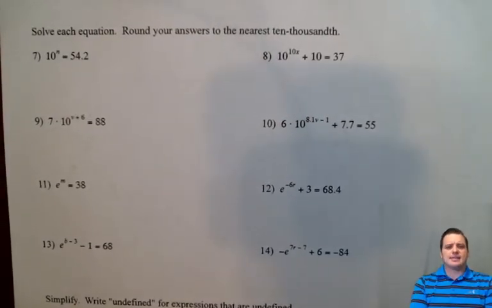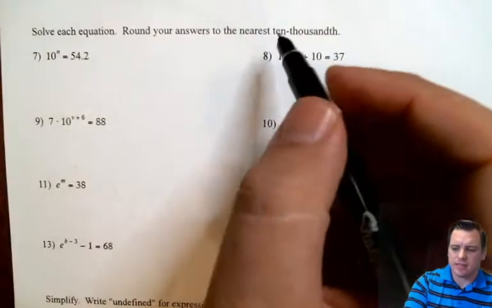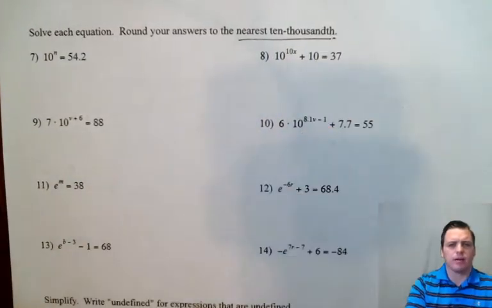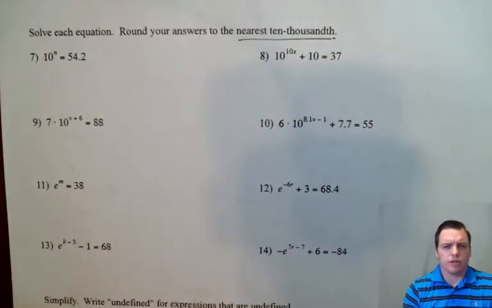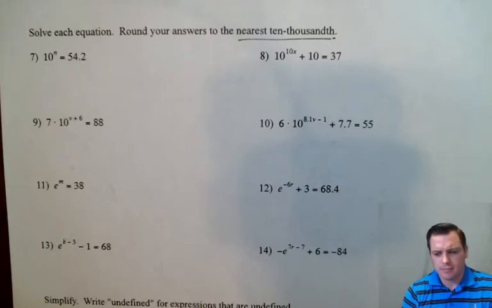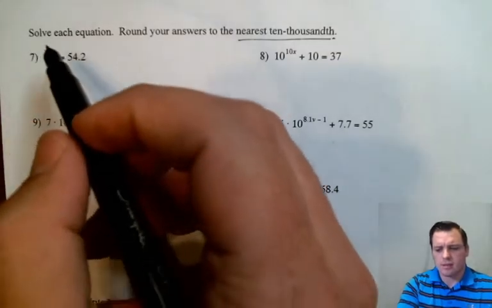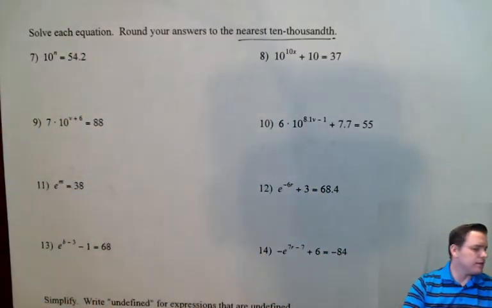Going to the back side, number 7. So it says solve each equation, round your answer to the nearest 10,000ths. Be the same thing on the test, guys. So just remember that log is the same thing as log base 10. Okay. So we will just use this kind of the same way we did those last ones.